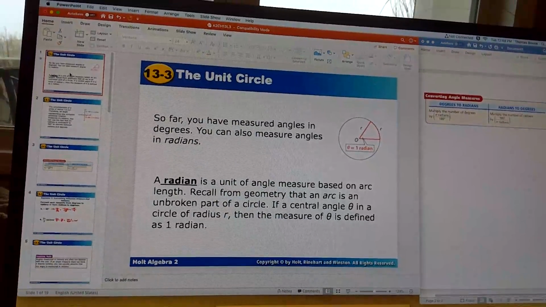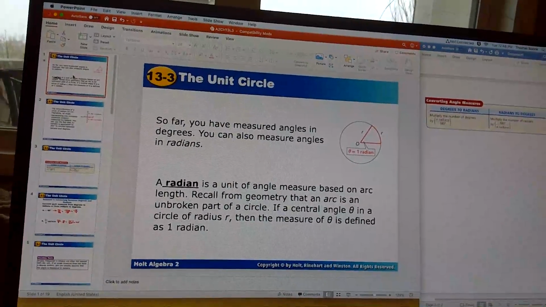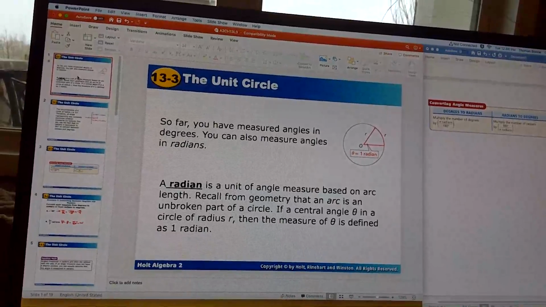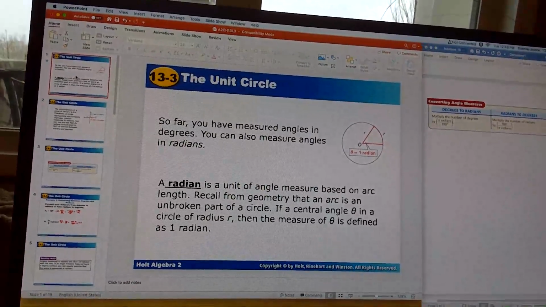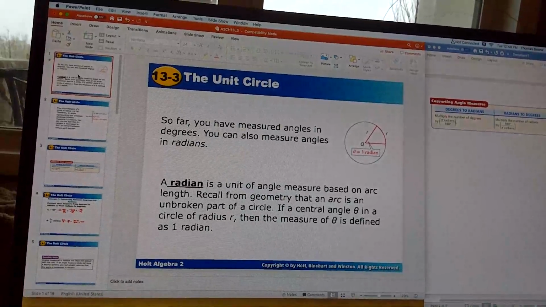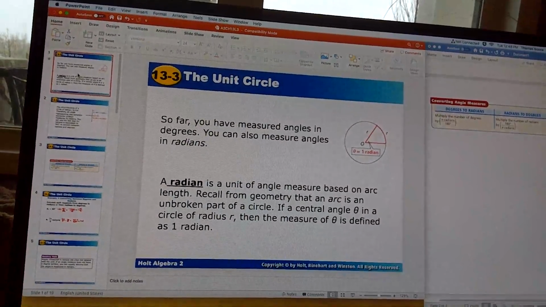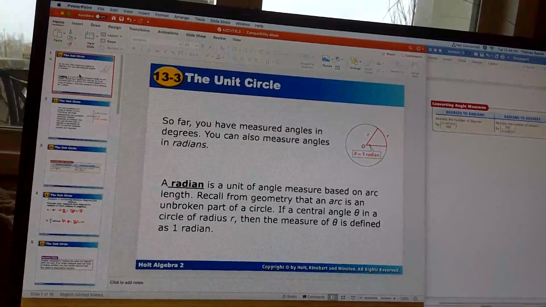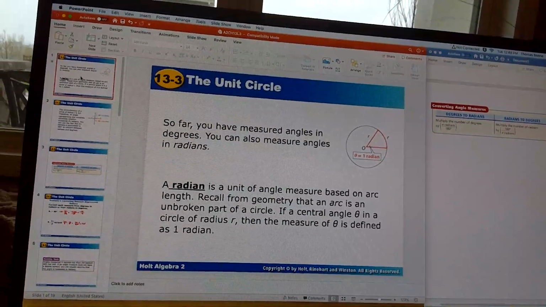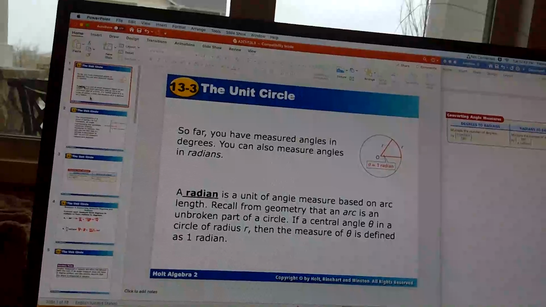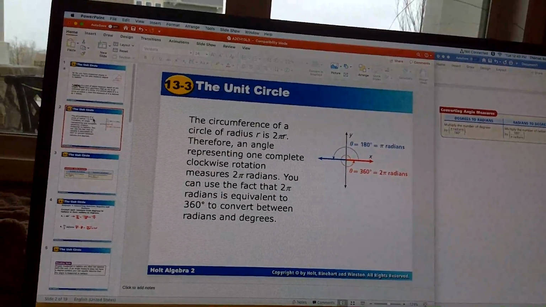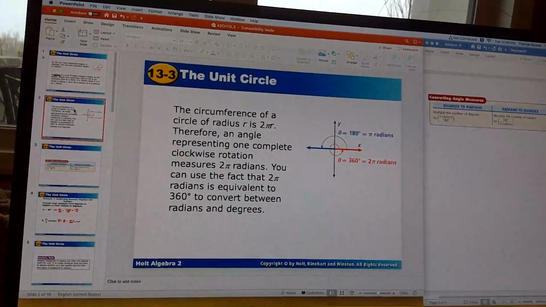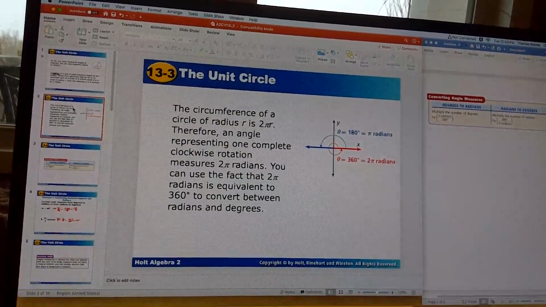We've measured angles in degrees. Radian is another way of doing it. It's a unit of measure based on the arc length, and basically it's the angle that gives you an arc length that is the same as the radius. We call that a radian. The number of degrees to go around a circle is 360. If you go all the way around, that's the circumference, 2 pi radians. So 180 would be pi radians.